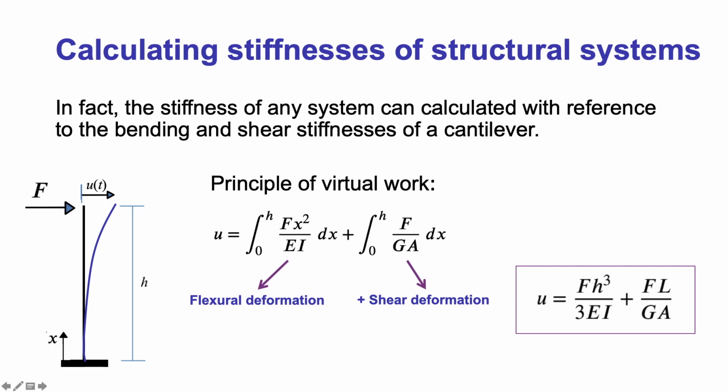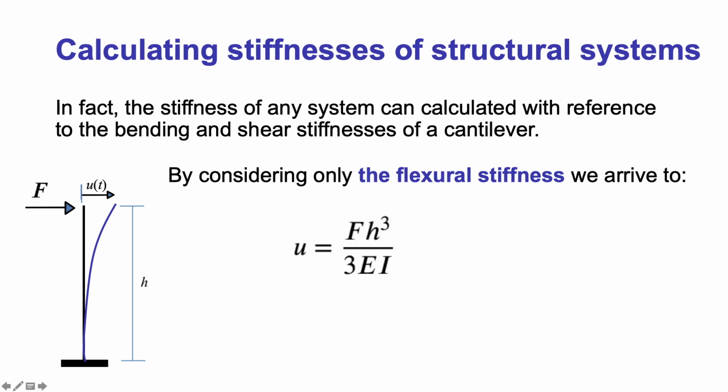And if we consider only the flexural stiffness contribution, the displacement U will be F h cubed over 3 times EI. Finally, by invoking Hooke's law, the flexural stiffness of the cantilever is found to be 3EI over h cubed. And that's all you will need to remember in most practical cases.